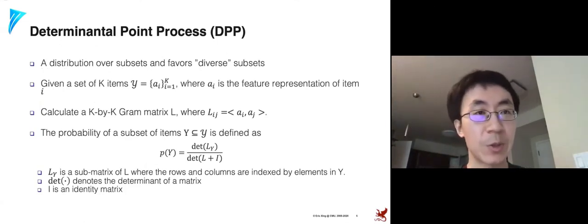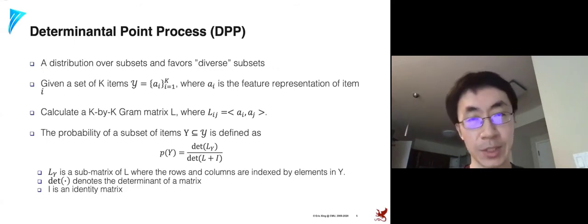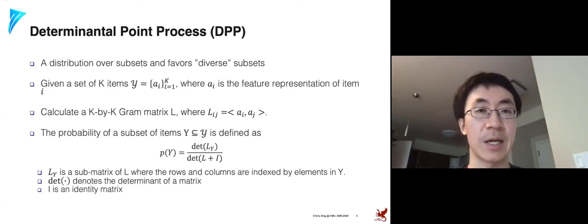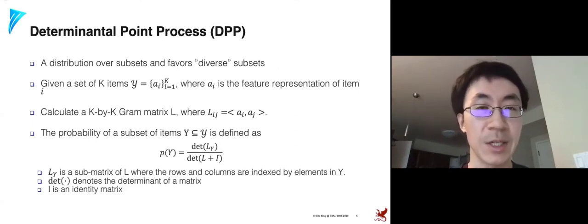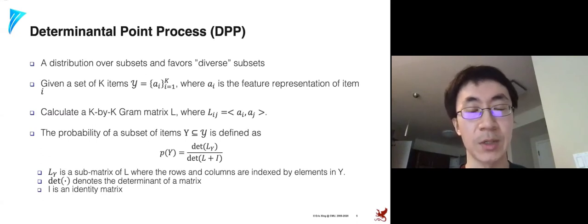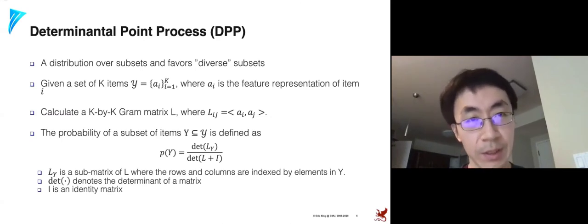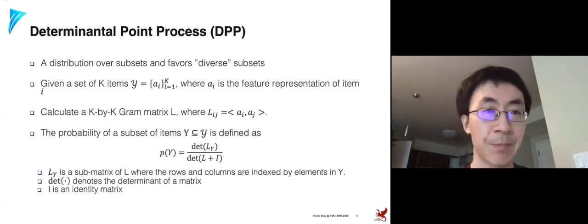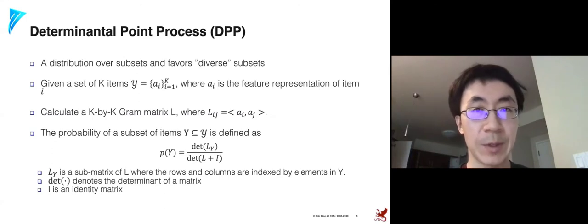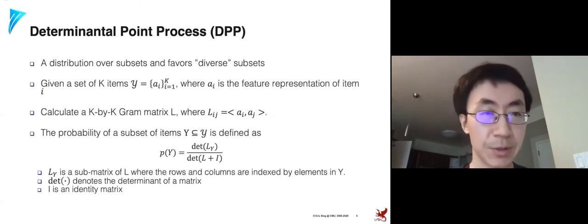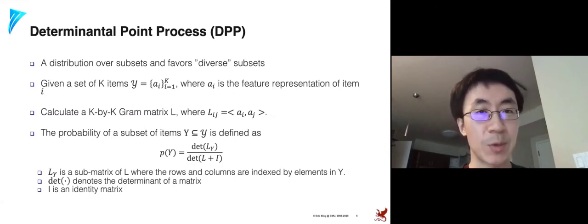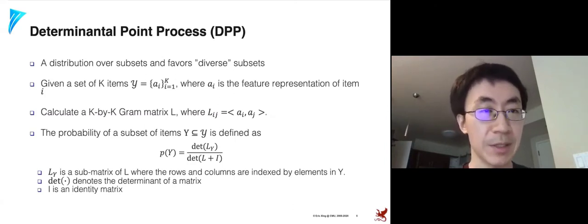In this lecture, we are going to mainly focus on the determinantal point process. It serves two purposes. One is that it nicely defines a distribution over subsets, so we can build probabilistic models for subset selection. And also the DPP naturally favors diversity. That means it will have larger probability mass over subsets whose items are more diverse. So the DPP is a distribution over subsets, and it favors diverse subsets.